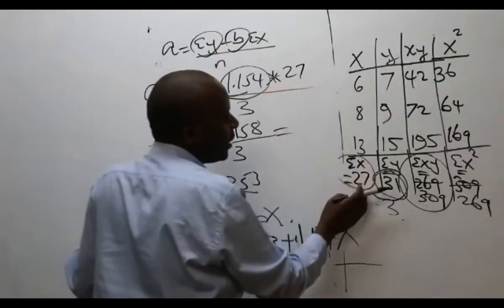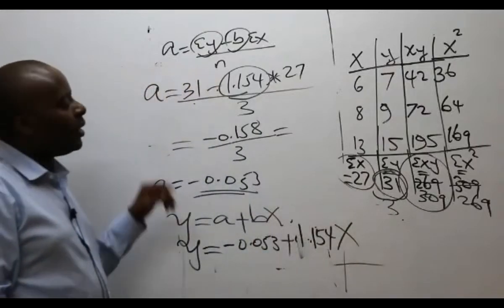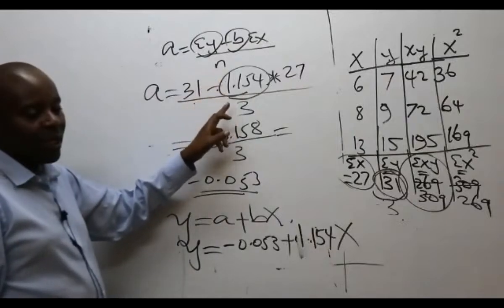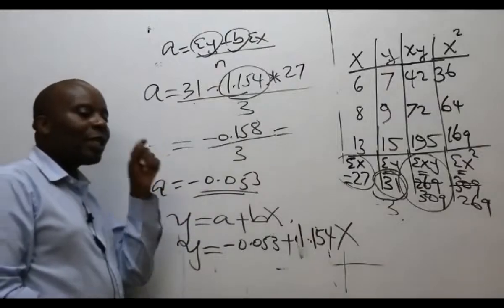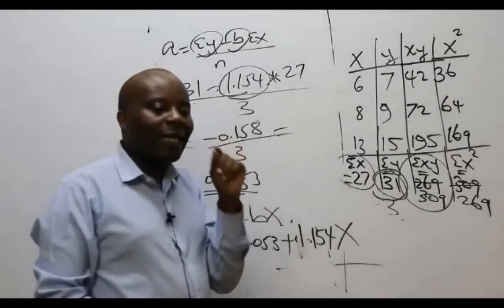Summations of x is what, somebody? It is 27. Summation of x is 27. Divide this by the number of points, and how many of them are they? 3. Fatima, you have made a mistake, you have not worked out the numerator separately. You must work out the numerator separately on your calculator.